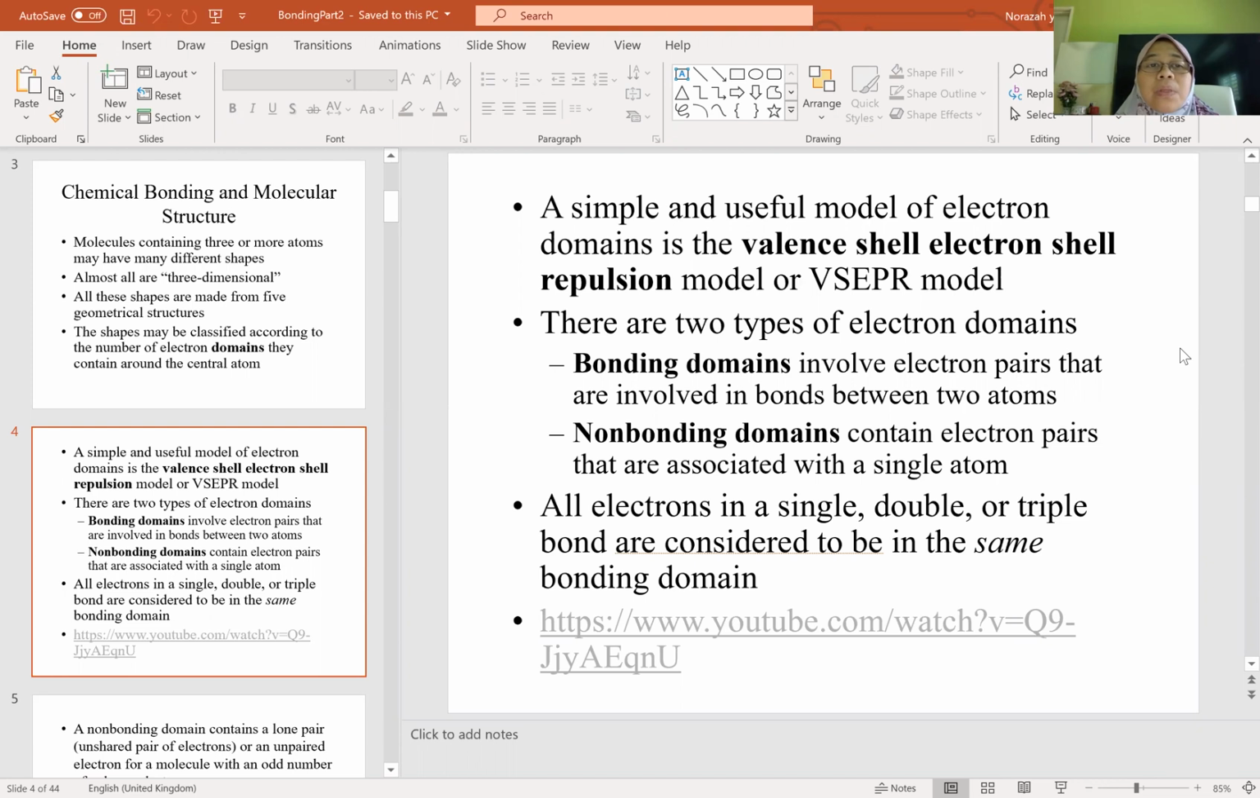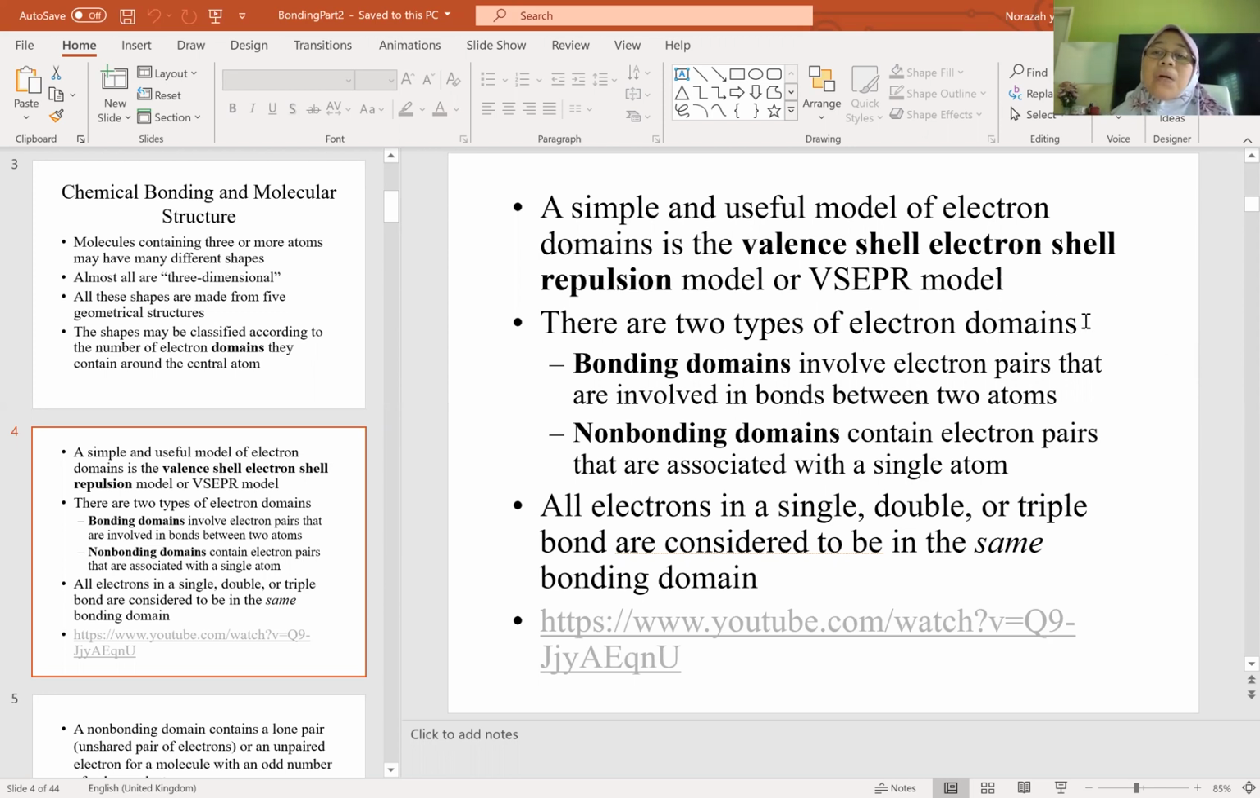So the most important thing that you have to understand about VSEPR is how it works. This is a tool to be used to identify the molecular structure. And before we can use that VSEPR to identify the molecular structure, there are a few terms that you have to understand. First, the term of electron domain.